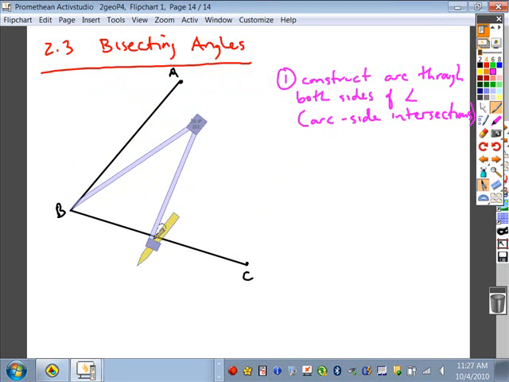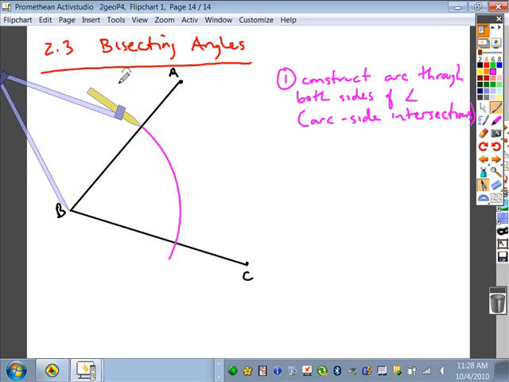You widen your compass as far as you need to. Again, the further out you go, the more likely you're going to be accurate with your construction. So you want it out a decent length or a decent radius.